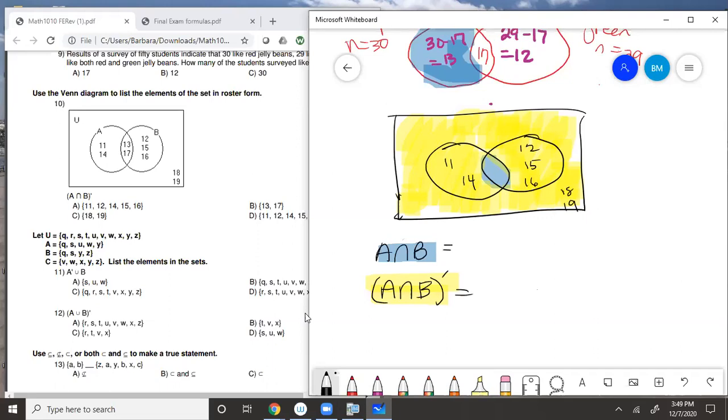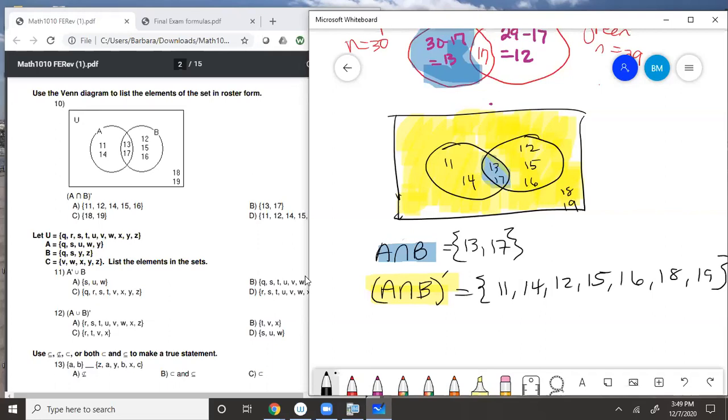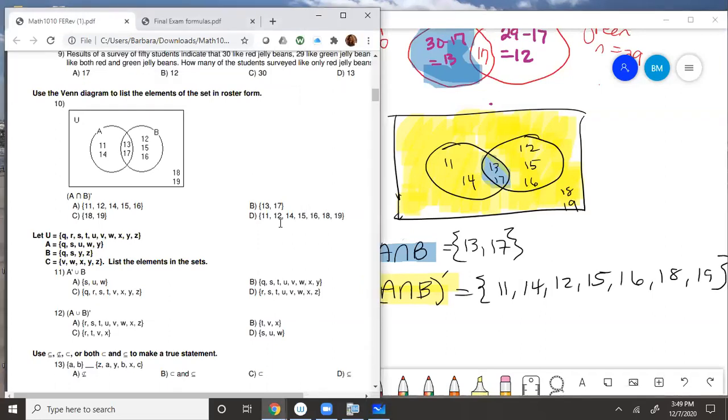And they said this was 13 and 17. So this is 13 and 17. So it's all the numbers except for 13 and 17. That's one way to do it: you get the intersection of A and B, then the complement is all the numbers that are not 13 and 17, which we said was 11, 14, 12, 15, 16, 18, and 19. All right, and so what's the answer there? D. Is D? Yes. Good.